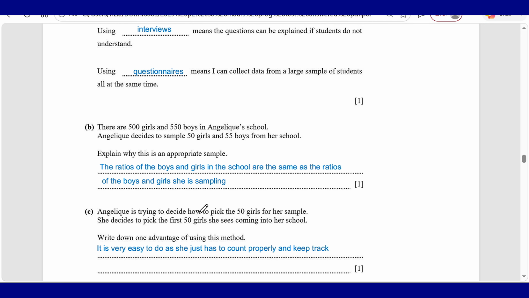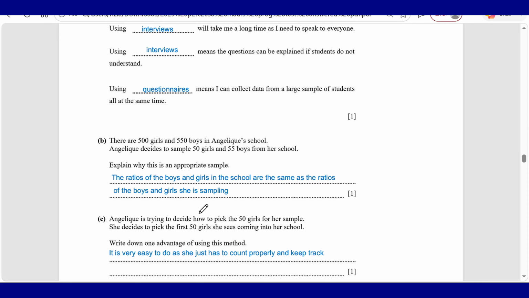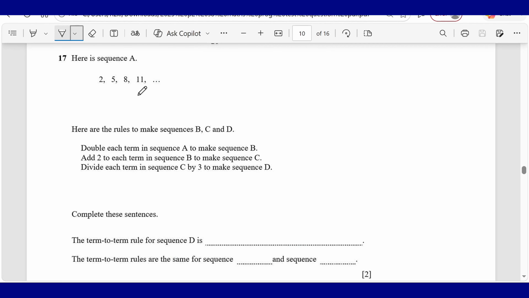Okay, so that's the advantage of that. Anything similar to this is correct, so you may write down your answer in the comment section. That will be helpful for other viewers. Let's move on. Here we go, 17.